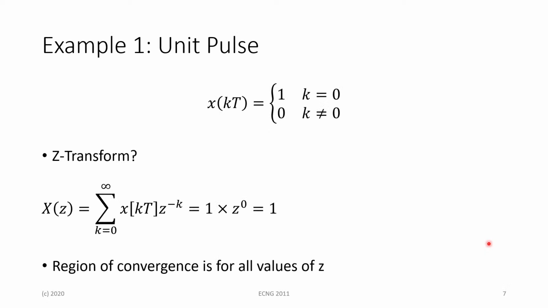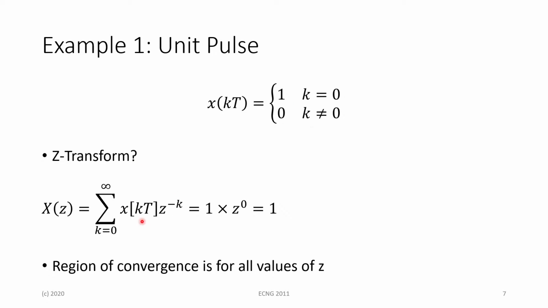So let's watch how we can apply that Z-transform equation to some standard signals. Our first example here is the unit pulse, which is basically the discrete time version of our continuous time impulse. So we say x of kT is equal to 1 for k equals 0, and it's 0 everywhere else throughout the entire thing.